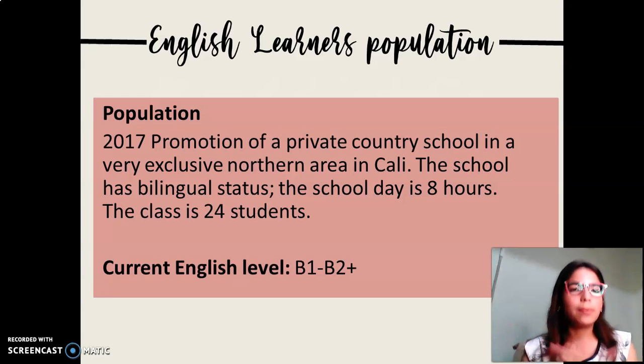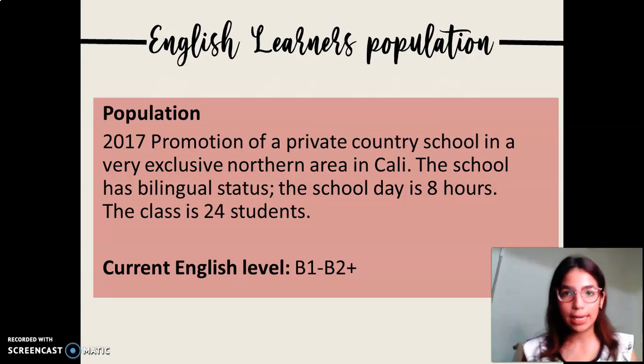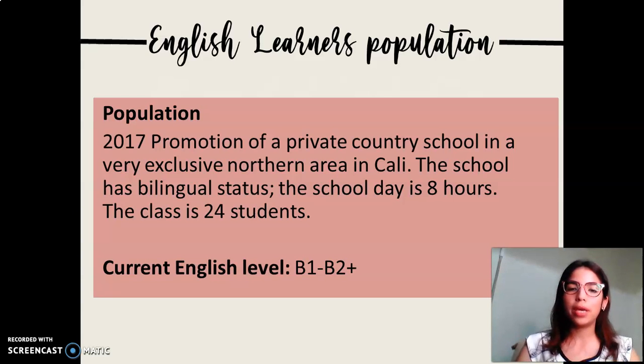In this case, the population is the 2017 promotion of a private country school in a very exclusive northern area in Cali. The school has a bilingual status, the school day is 8 hours, and the class has 24 students. Their current English level is between B1 and B2 plus.